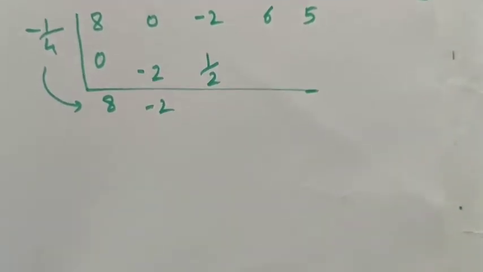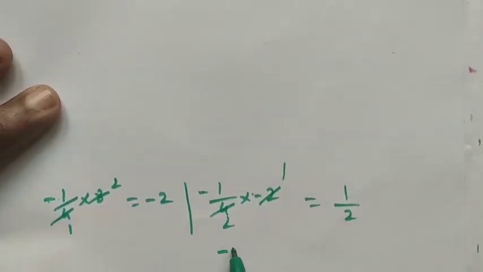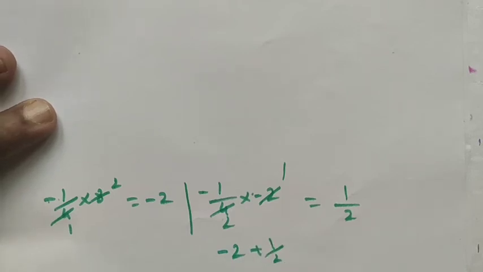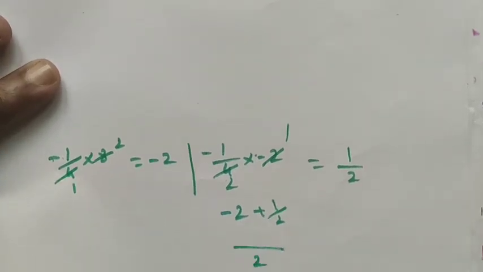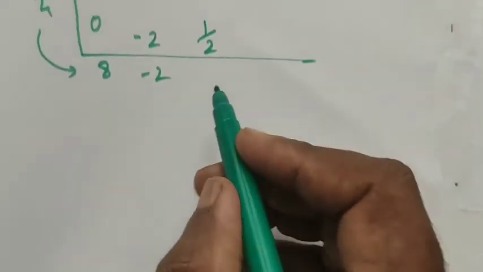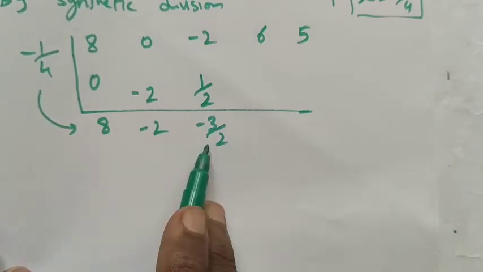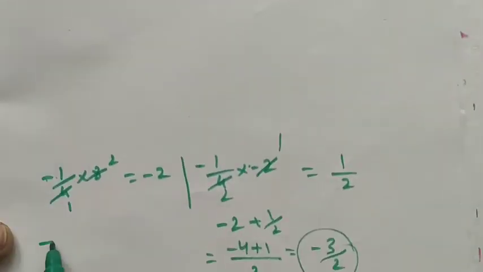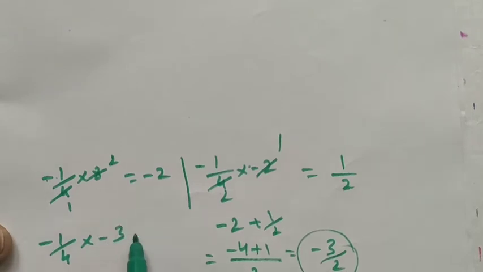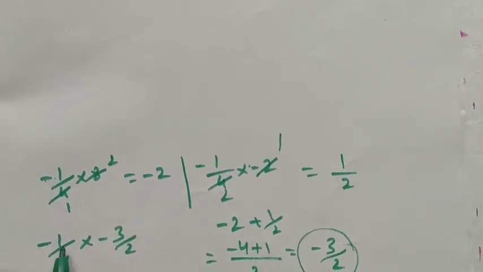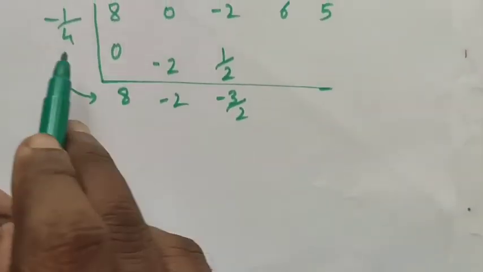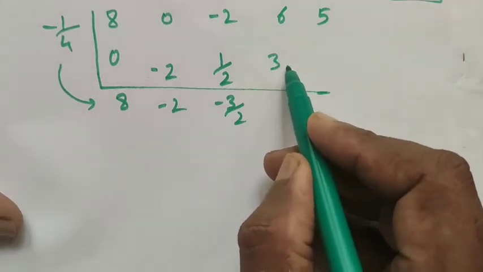You want to add this, you have the negative symbol, so minus 2 plus 1 by 2. You want to take LCM, so LCM is 2. 2 twos are 4, minus 4 plus 1 is equal to minus 3 by 2. So the value is minus 3 by 2. Here we want to write minus 3 by 2. Now multiply this term with this number. So minus 1 by 4 into minus 3 by 2. Minus into minus plus, 1 3s are 3, 4 2s are 8. So 3 by 8. When we multiply this term, we get 3 by 8.